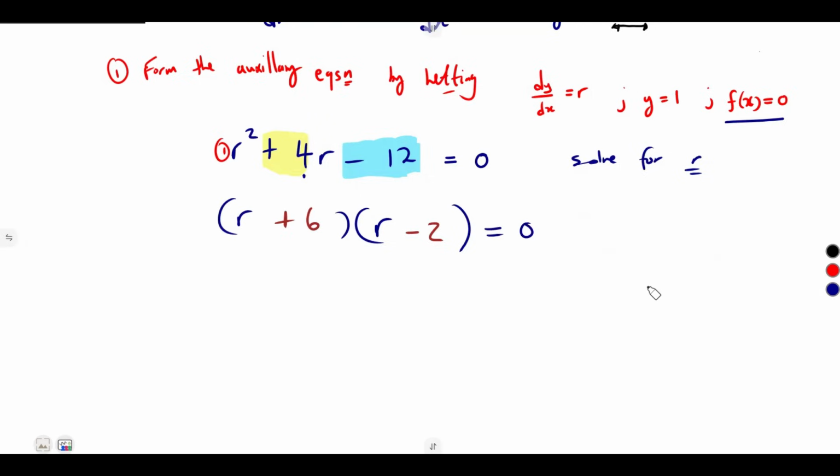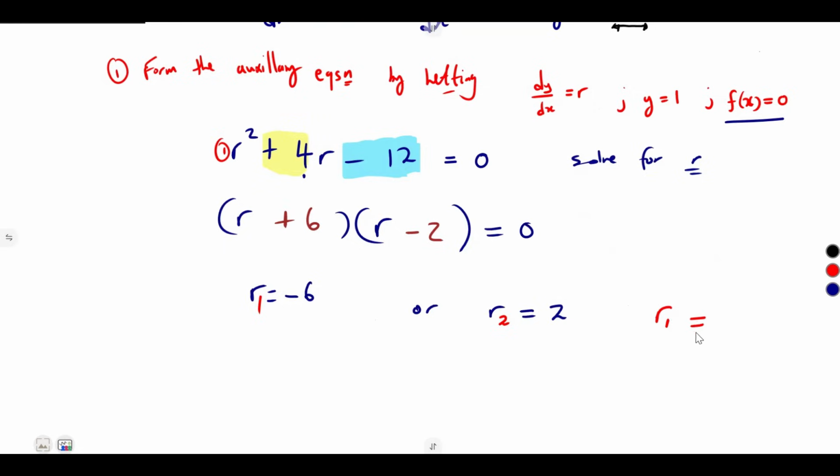And from these two brackets, we can solve for r as each bracket is equal to 0. So r is equal to what? 6 is going to give us a negative, or our r is going to be negative 6, and 2 is going to give us a positive 2. So these are the solutions. We can call this one r1 and this one r2. Are they equal or not? These solutions, they are not equal.